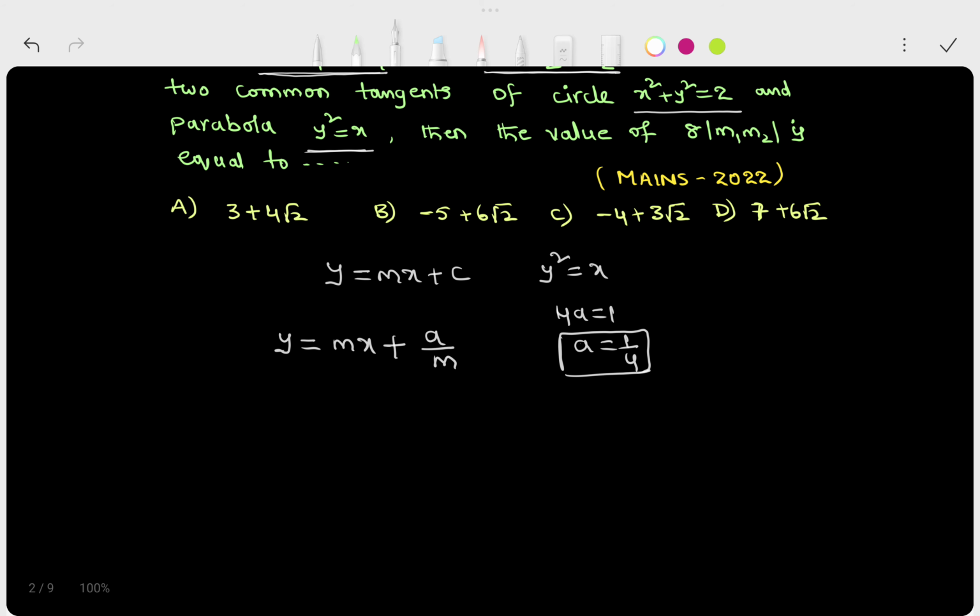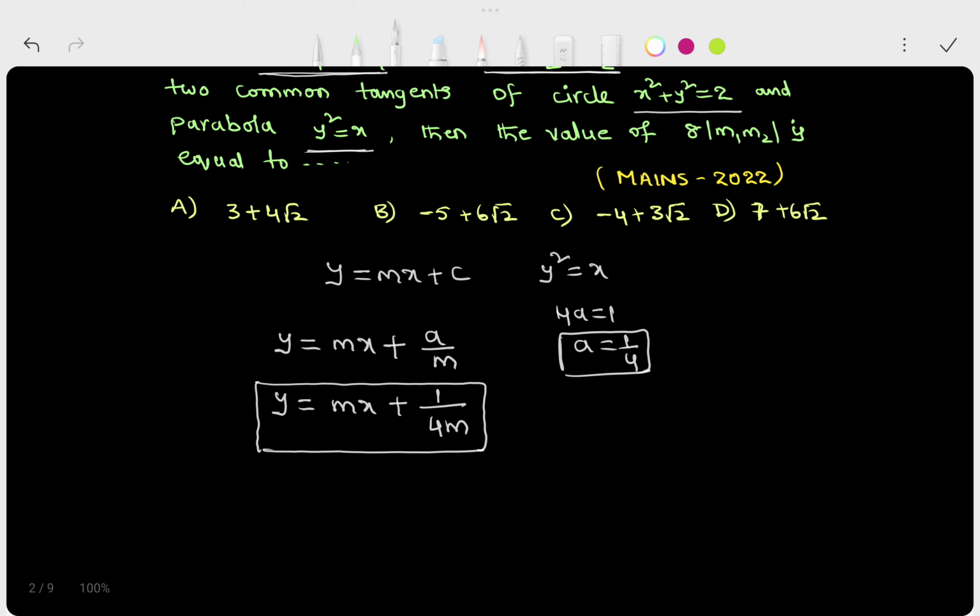Now you put a is equal to 1 by 4 in this value: y is equal to m into x plus 1 by 4 into m. Now you see here, this is the tangent in terms of the slope m to the parabola y square is equal to x. Whatever this tangent to the parabola is, it is also the tangent to the circle.